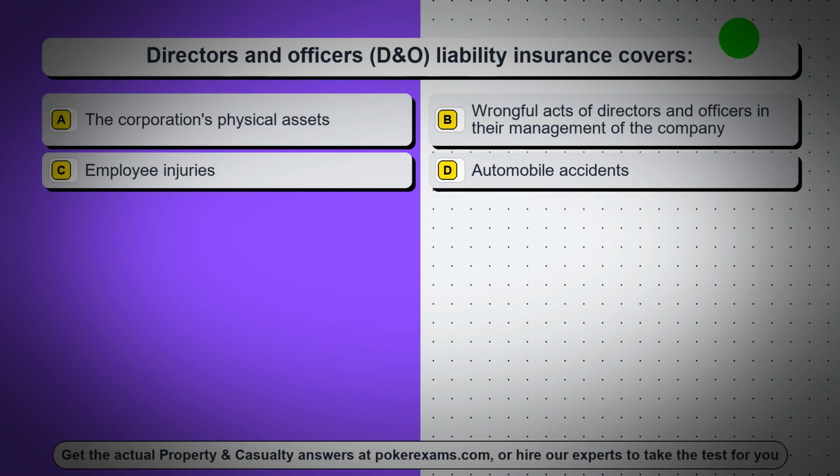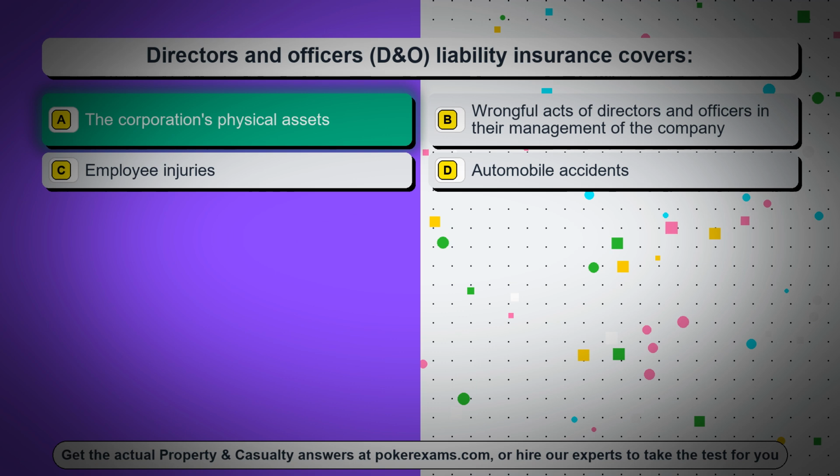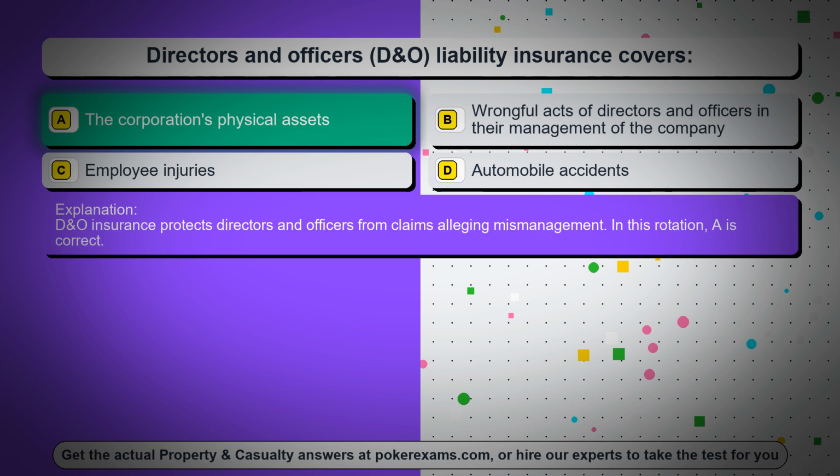Question 85. Directors and officers, D&O, liability insurance covers: Option A, the corporation's physical assets. Option B, wrongful acts of directors and officers in their management of the company. Option C, employee injuries. Option D, automobile accidents. The correct answer is option A, the corporation's physical assets. D&O insurance protects directors and officers from claims alleging mismanagement. In this rotation, A is correct.